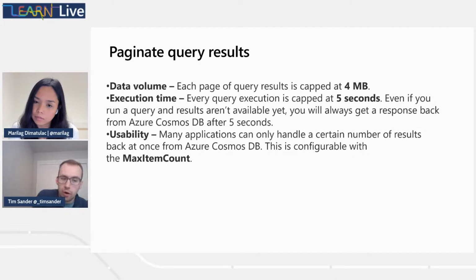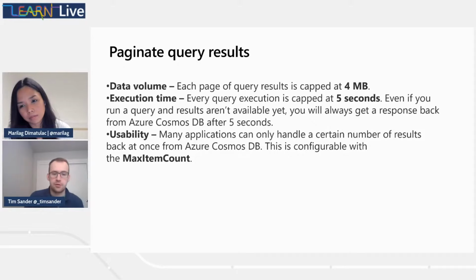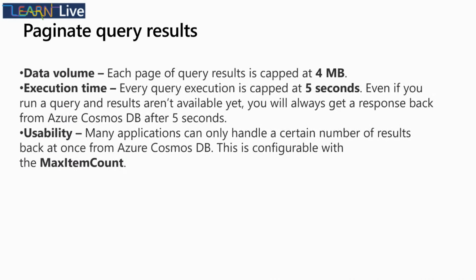So if you run a query and the results aren't available yet, you'll always get a response back from Cosmos DB after 5 seconds. Even if we're not done running your query, and let's say there's still some query results, you will always get a response back after 5 seconds. Finally, usability. Many applications, like my browser, can only handle a certain amount of data back at once. So oftentimes for queries, using the max item count value, you want to configure just how many documents the Cosmos DB service sends back to the client.